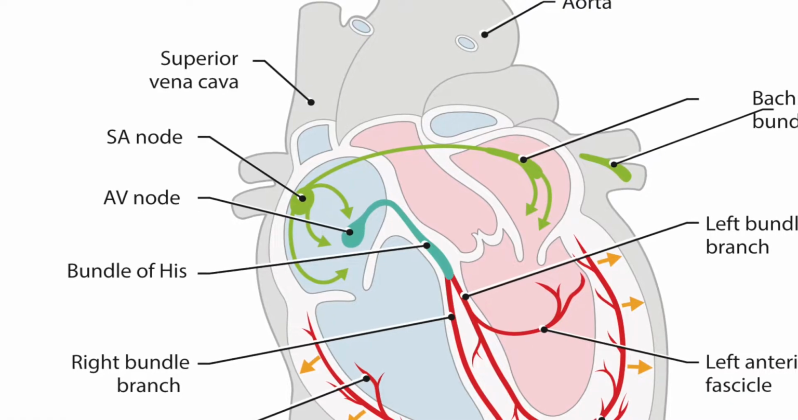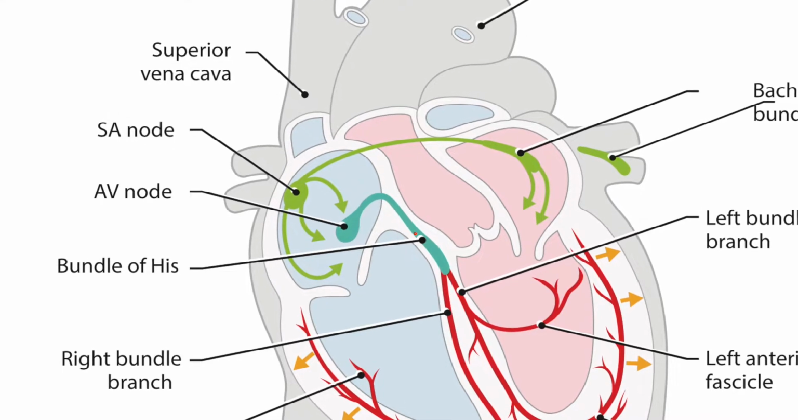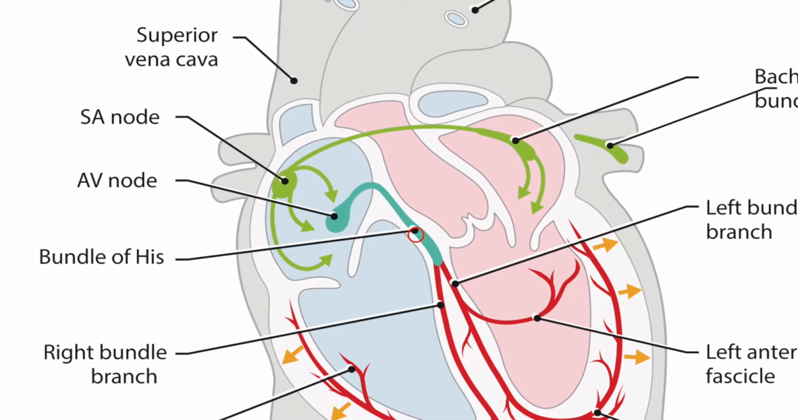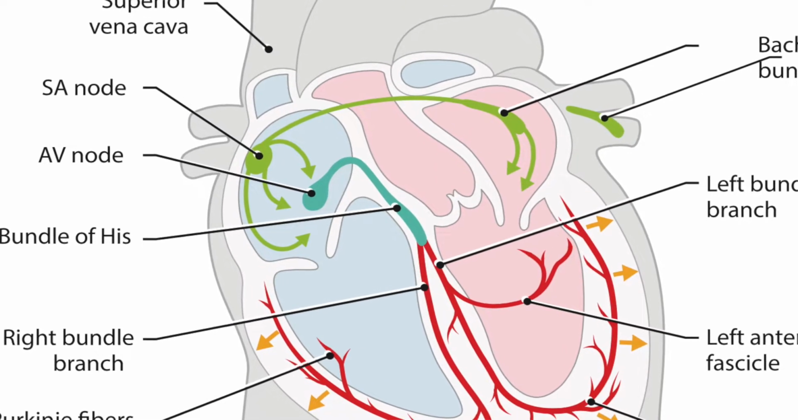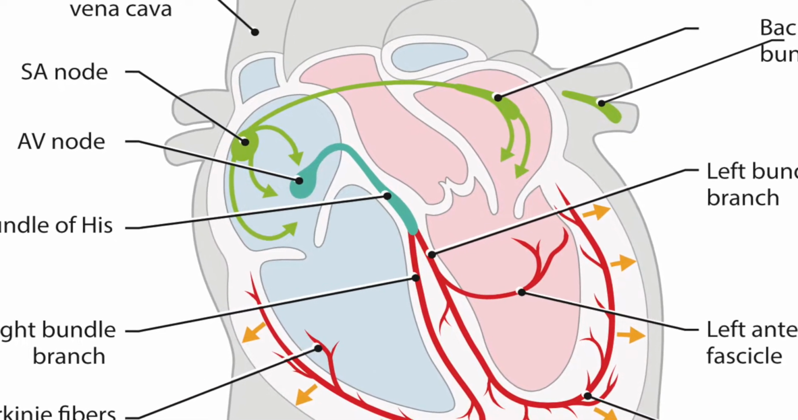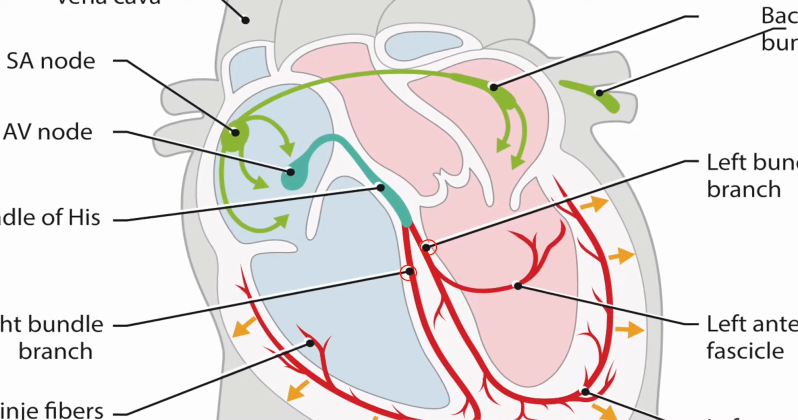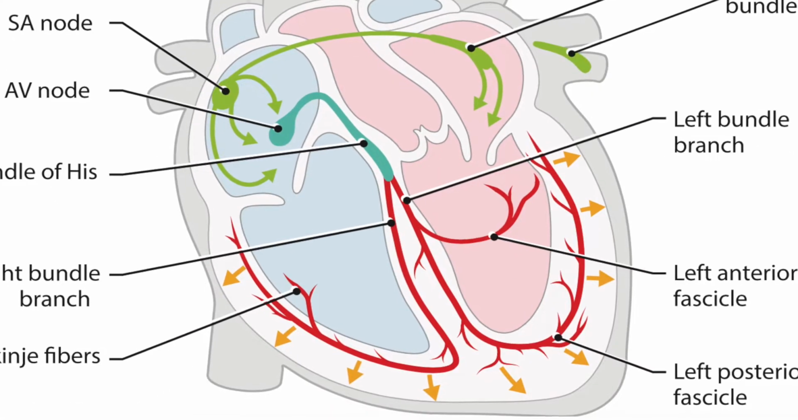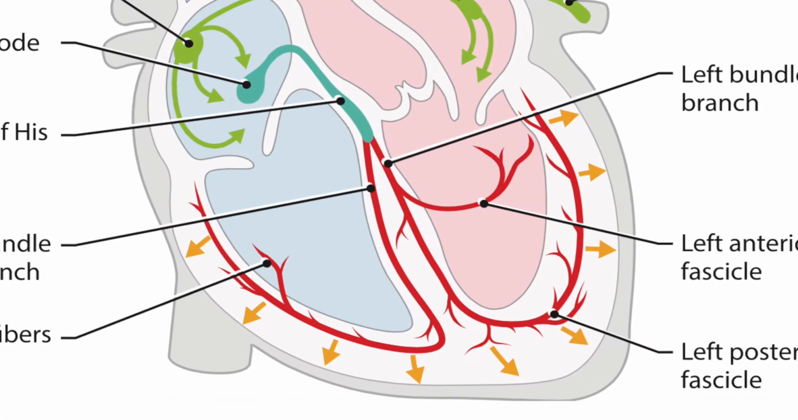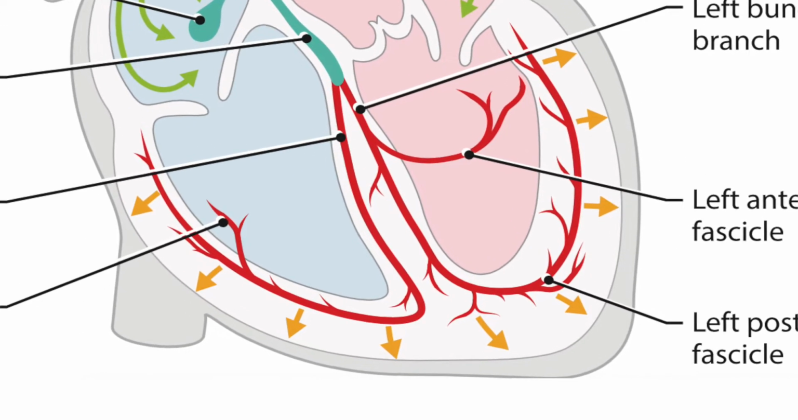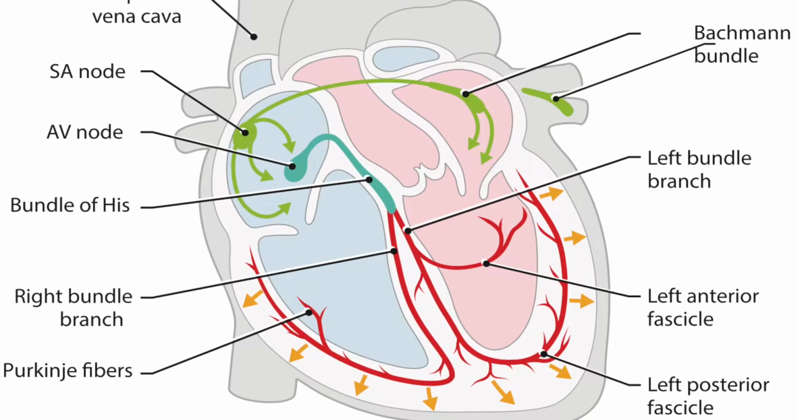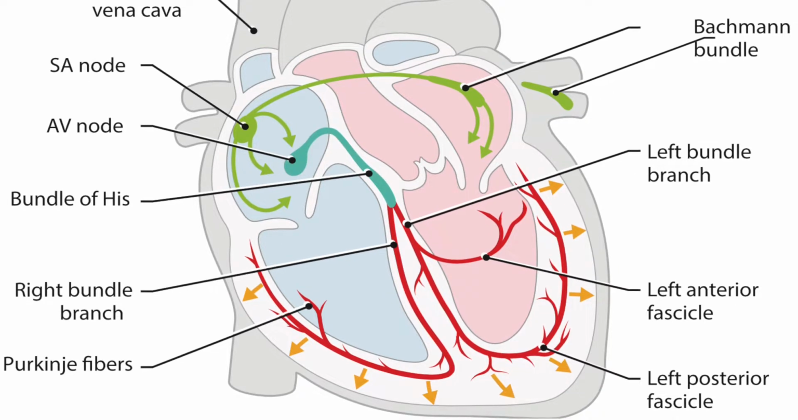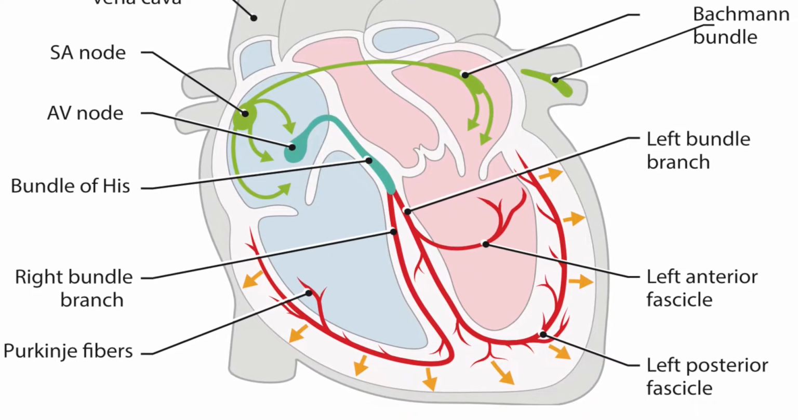The impulses are then going to be sent down to the bundle of His. This bundle of fibers will branch off into two different bundle branches, one that's going to be to the right and one that's going to be to the left. And the impulses are then going to be carried down into the center of the heart, into the left and the right ventricles. Now, almost done, but at the base of the heart, the bundle branches divide even further into something called Purkinje fibers.